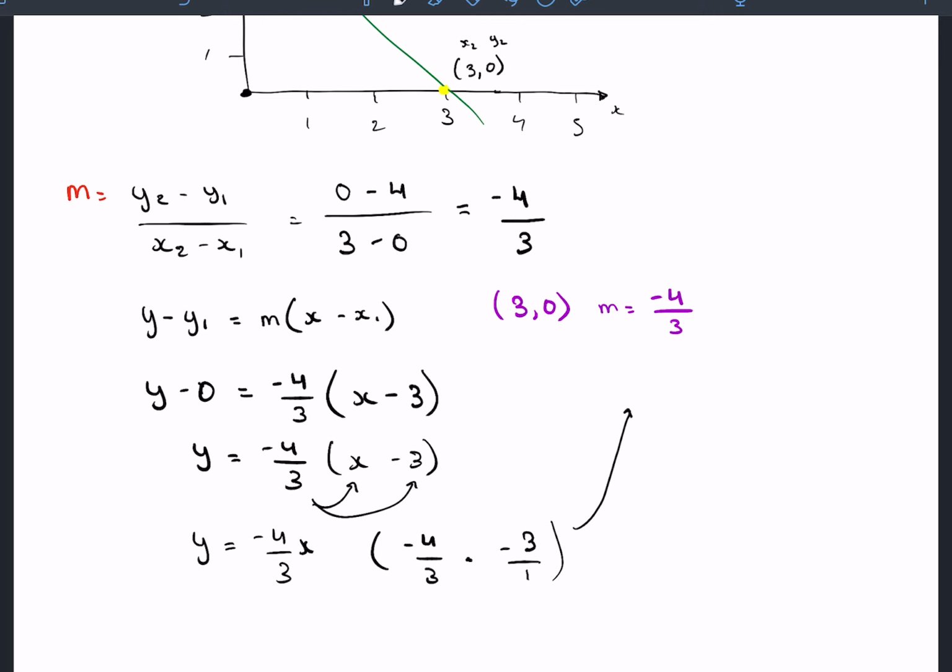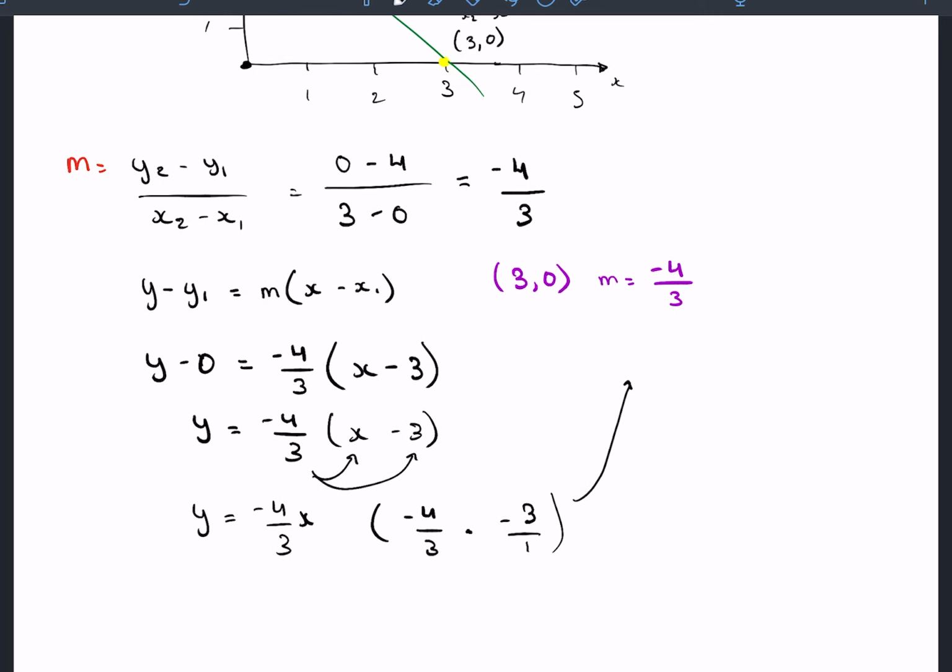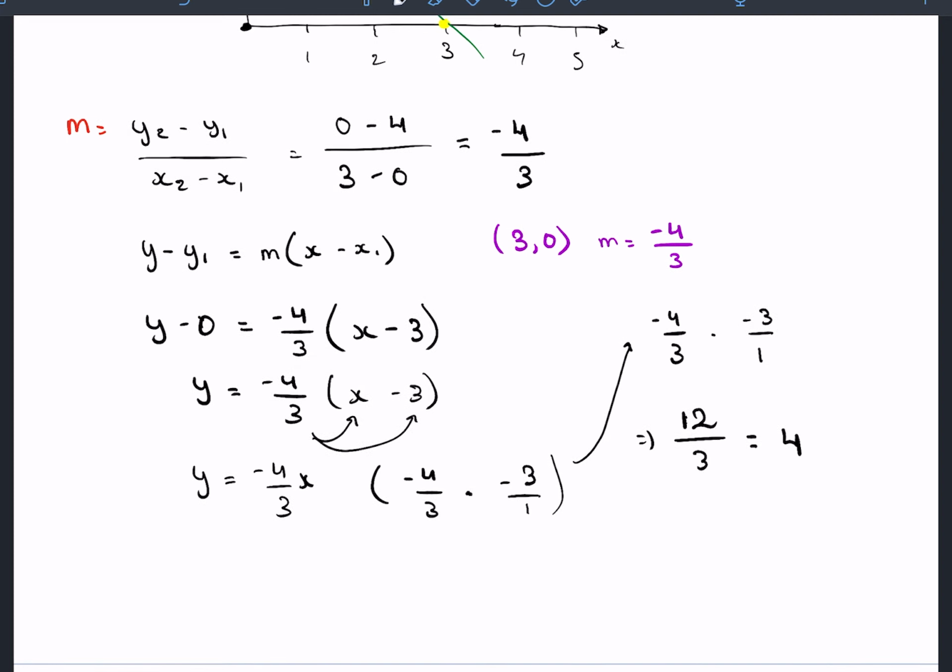Let's work this out to the side. We have negative 4 over 3 times negative 3 over 1. So a negative times a negative is a positive. So we have positive 12 over 3. This is equal to positive 12 over 3. When we simplify this, it reduces to a solid 4, a nice looking 4. And this is a positive 4, so we just rewrite that. We have y is equal to negative 4 over 3x plus 4. And that is your final answer.